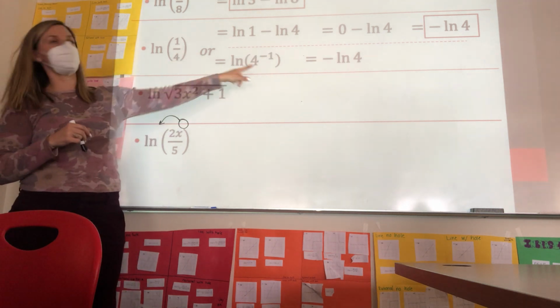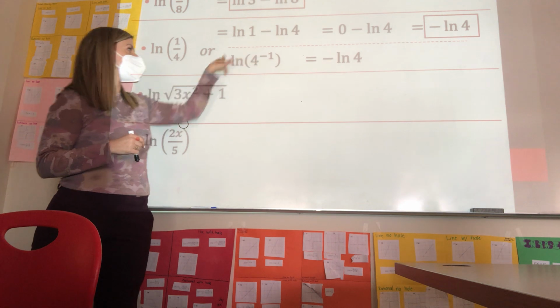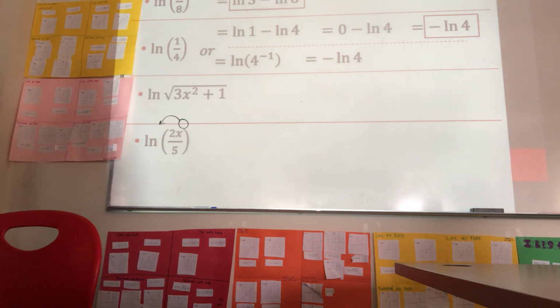So see how 1/4 could be 4 to the negative 1? You take the negative 1 and just put it out in front. Yes, cool, right? Okay, what's ln of e? 1. Yep, ln of e is 1. Good question.